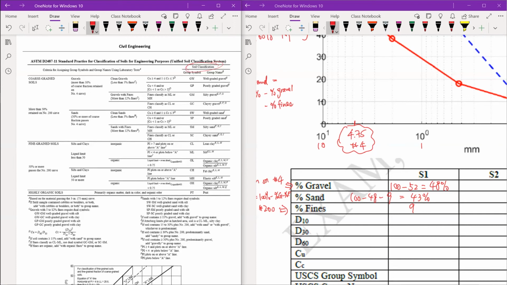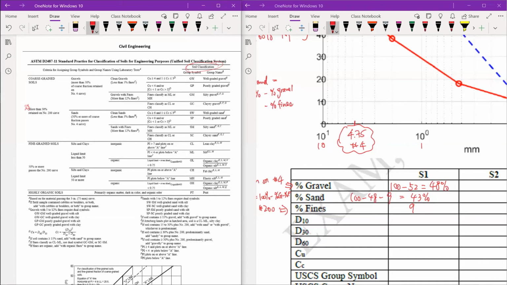In the first column, you need to determine whether this is a coarse-grained or fine-grained material. The first thing to determine is whether you have more than 50% retained on number 200 or more than 50% passing number 200. In this case, we only have 9% passing, so it is more than 50% retained on number 200. That is our first step.